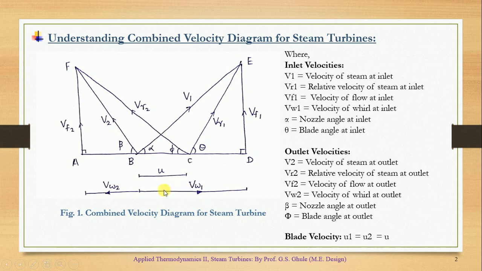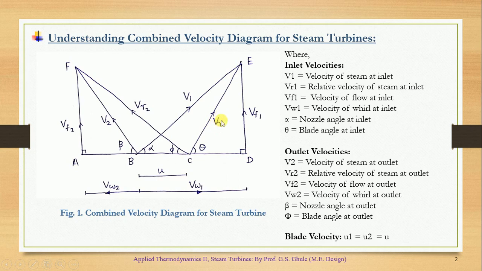Now what is this VW1? This VW1 is indicating the whirl velocity at inlet. Because of this particular velocity, the system is having whirl within itself after the application of force. So VW1 is the velocity which is called the velocity of whirl. VF1 is my velocity of flow. This is the velocity of the steam which is flowing over the rotor surface. So that's why it is called the velocity of flow.